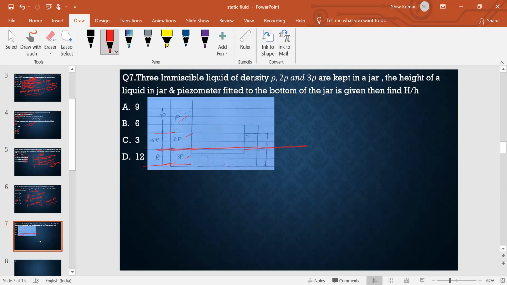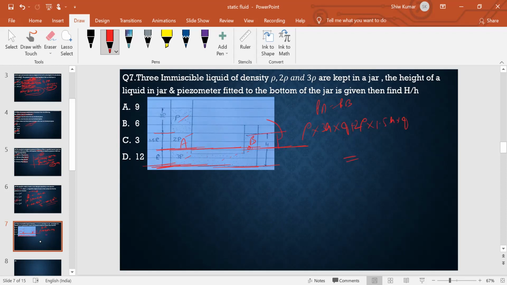Or else you can take the reference line at this point also. It won't create a problem, because this is the same liquid here. Let's say this is point A and this is point B. The pressure at A must be equal to the pressure at B. The pressure at A is rho g h: the first liquid has height 3H and density rho, so rho into 3H into g. Next, 2 rho is the density and the height is 1.5H, into g. It must be equal to the pressure at B. What about this height?